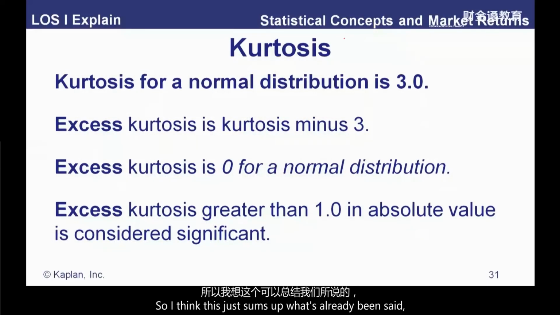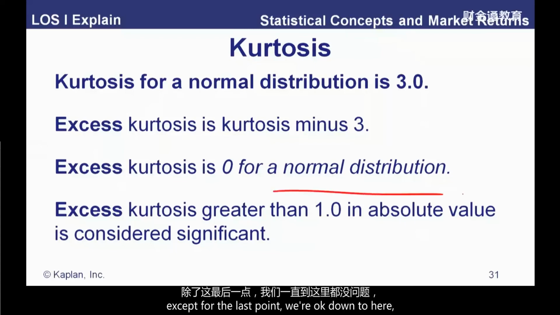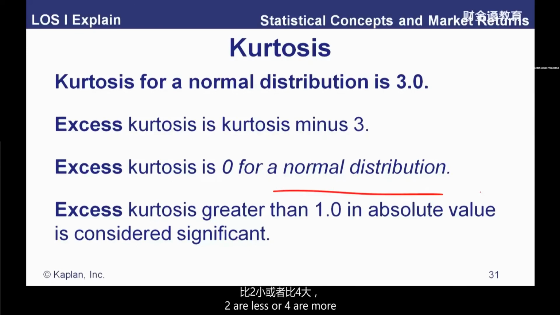So I think this just sums up what's already been said. Oh, except for the last point, we're okay down to here. For that last point, if excess kurtosis is greater than 1, so we're saying a kurtosis of 4 or more, or 2 or less, then that's a significant deviation from normality. That's the point of that last phrase there.